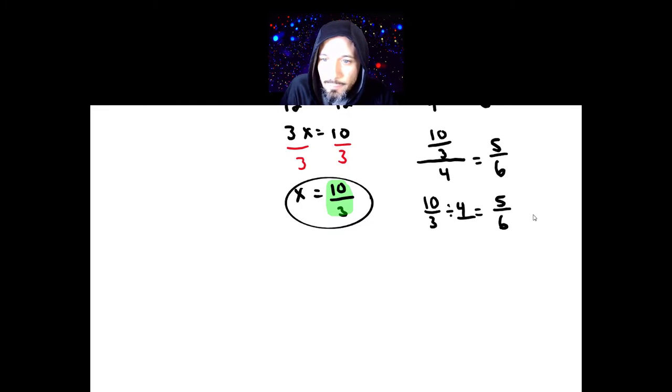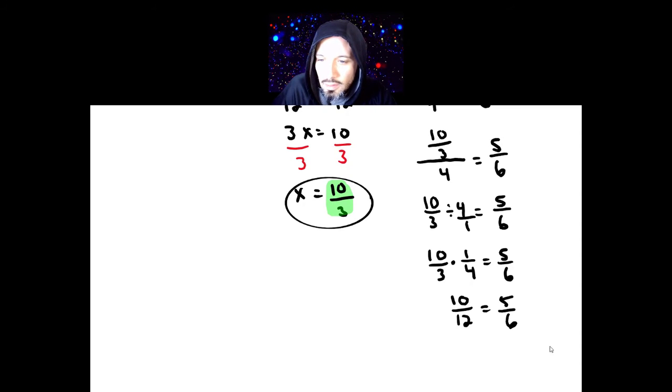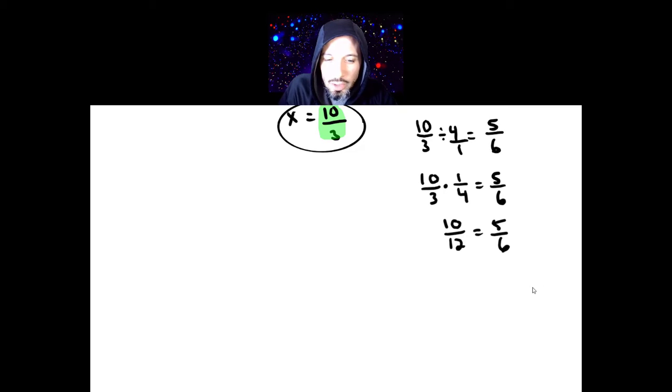So I'm dividing it by 4 over 1. And if you've studied division of fractions, you know 10/3 divided by 4 over 1 is the same thing as multiplying by 1/4. So by multiplying the reciprocal, you're going to get the same thing as dividing by 4 over 1. They're the same thing. And now if I multiply across, I get 10 over 12 equals 5 over 6. And you can see that these two fractions are equivalent because if I were to divide each of these by 2, I would get 5 over 6.